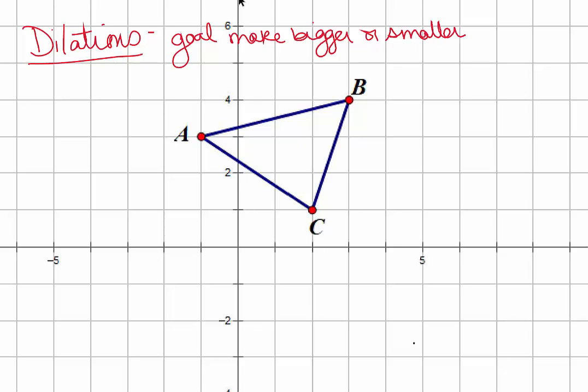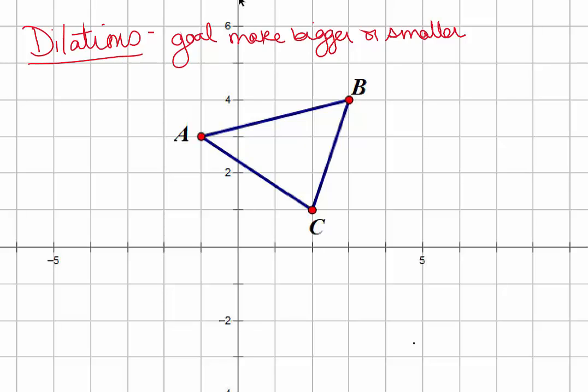So like in reflection, translation, rotation, everything had to stay the exact same size. You just flipped it or slid it or rotated it. The goal for this is really to make something bigger or smaller. So you're often given what point you're going to dilate from.